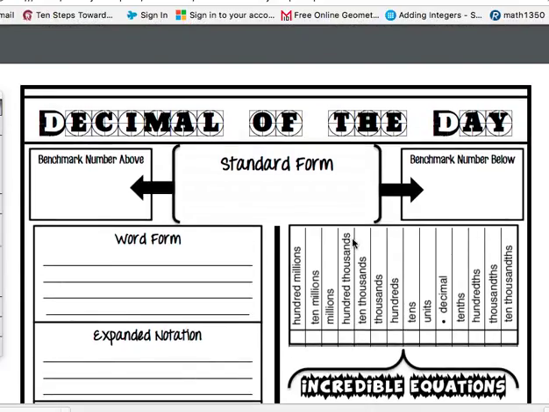And so really all I did was I saw this online because I'm always looking on Pinterest or just different blogs for teachers, and I like it. And so all I did was type in decimal of the day. This PDF came up for free, and so you can print it and you can pick your decimal of the day and have your students write it in several different forms.